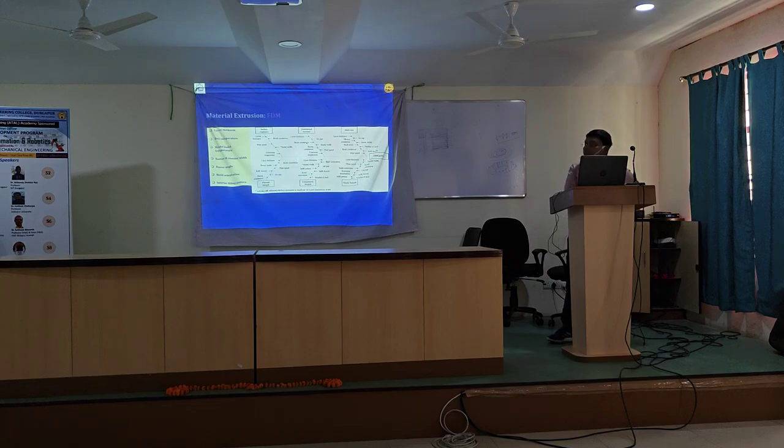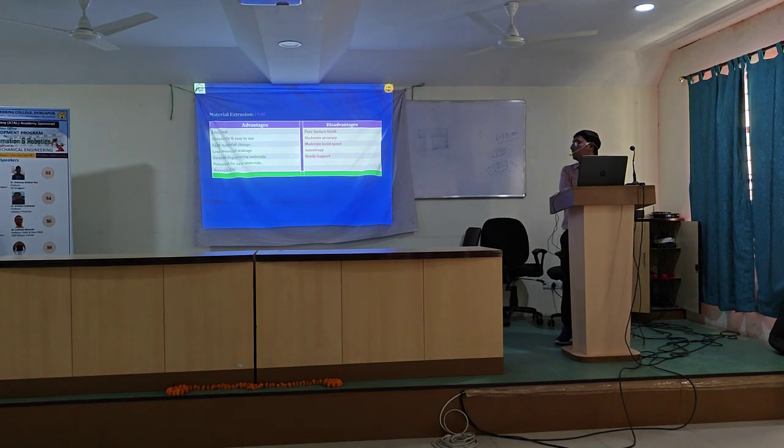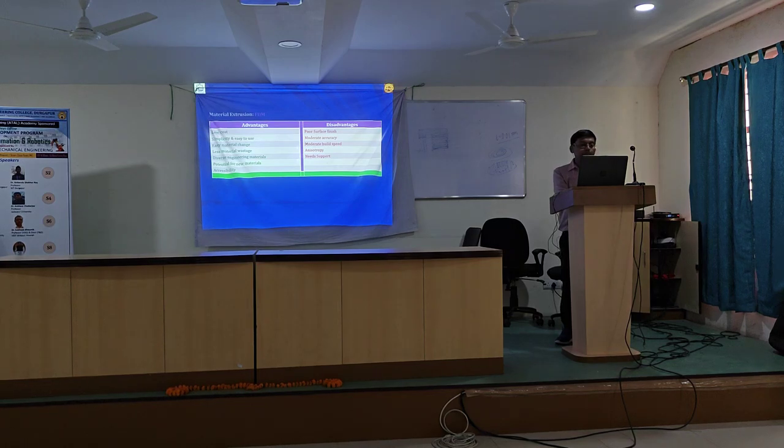So the process parameters are the layer thickness and bed temperature. The advantages in the case of FDM are low cost, simplicity and ease of use, easy material change, and less material wastage. But the disadvantage is poor surface finish. It also needs a support structure if you use the traditional additive manufacturing system.